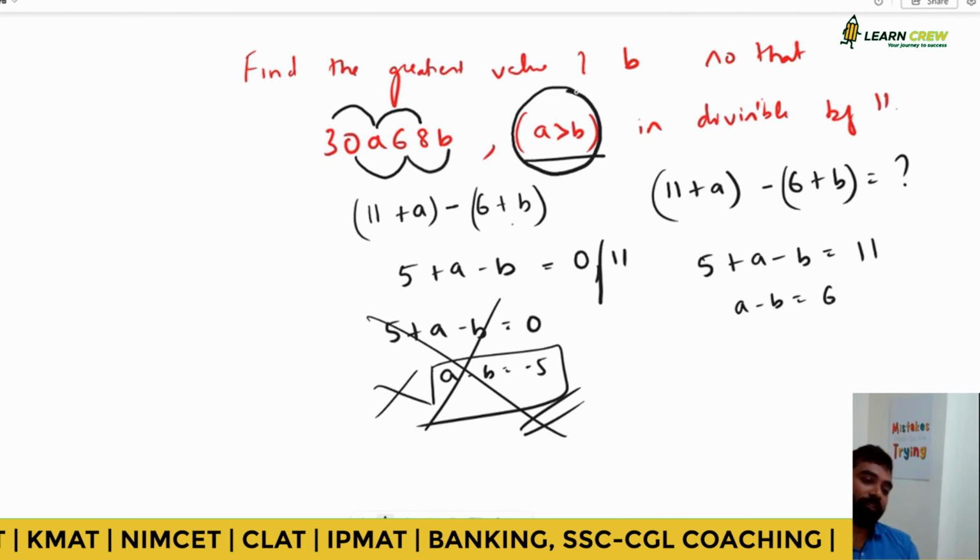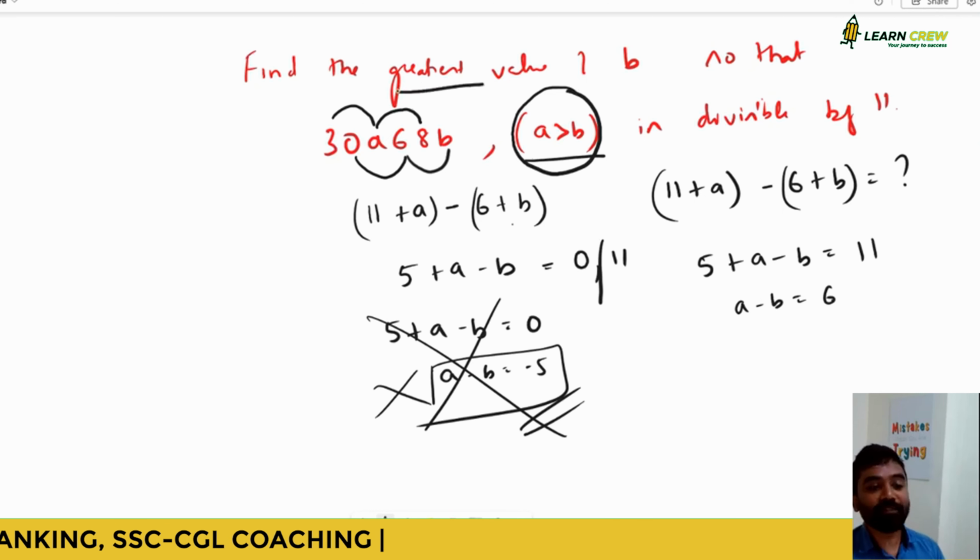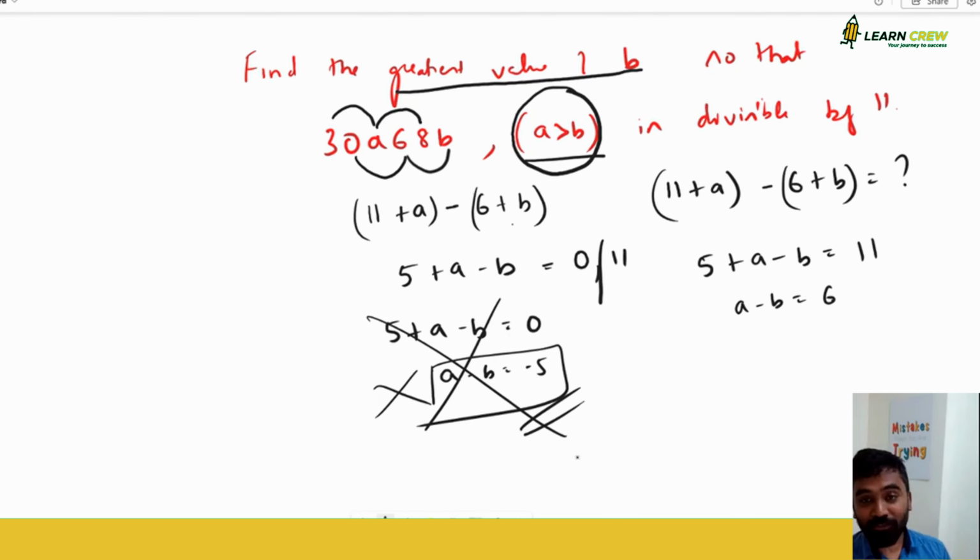Now, what is the given question? Find the greatest value of B. Greatest value of B. Now, if A is 7, B is 1, as you tell, you're getting 6, you're telling.